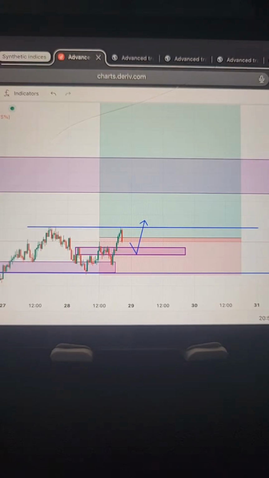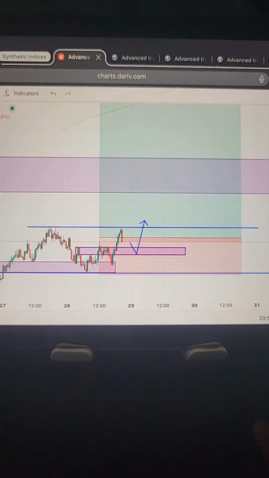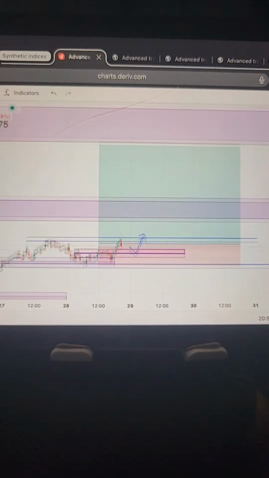So I'm currently live. I'm currently analyzing and I'm active on US volatility 75. Volatility 75 is what I'm active on now.